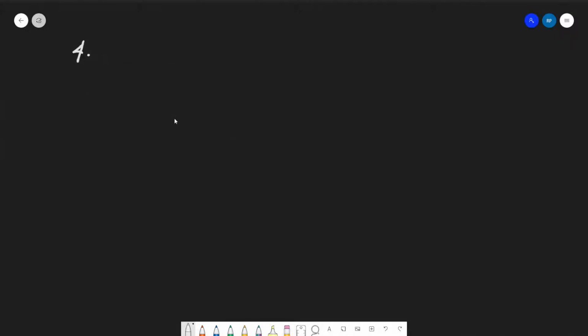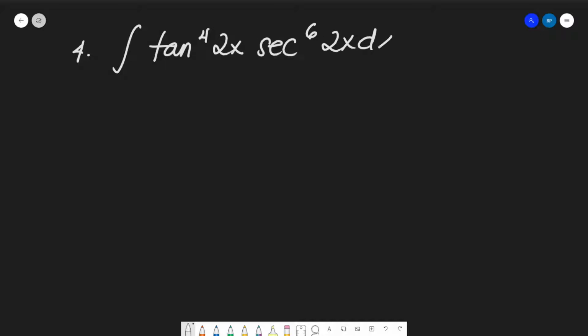We're asked to find the integral of tangent to the fourth of 2x secant to the 6th of 2x dx. So, obviously, m is not odd, no? n is an even positive integer greater than 2. So, case number 1, obviously.